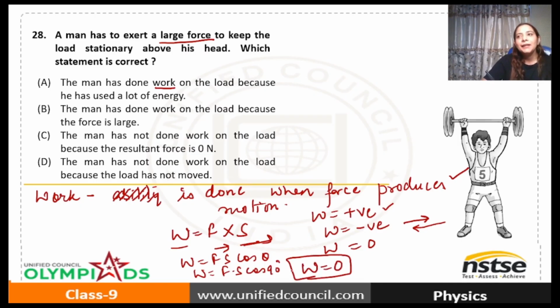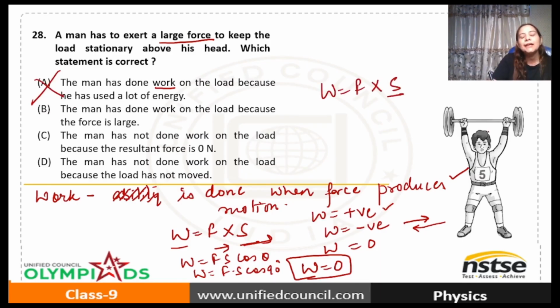Okay. So anything that we are holding up and which is not moving, in that case we say that work done is 0 because there is no displacement. So the first option says a man has done work on the load because he has used a lot of energy. No. Work is done only and only when a force acts and also the body moves.